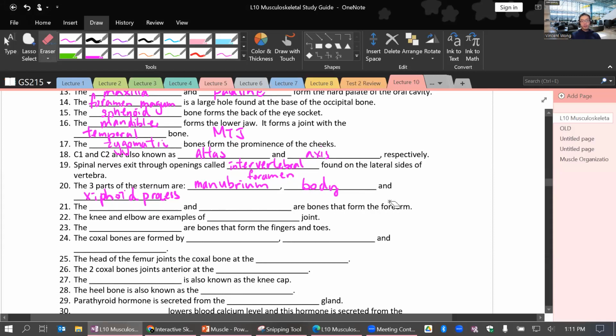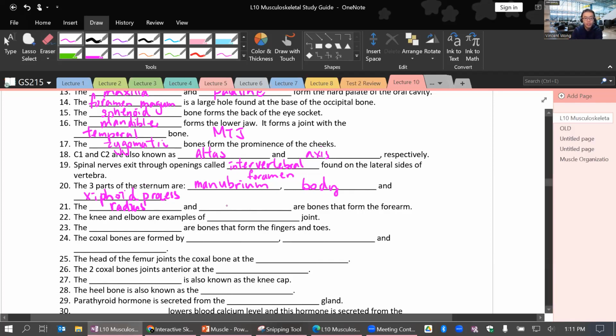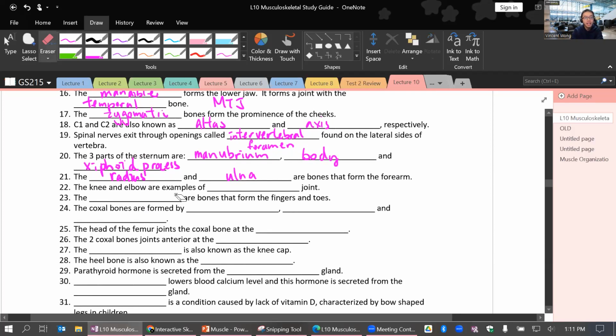Bones of the forearm, we have the radius. That's the one on the outside. If you stand in anatomical position, palms facing forward, the one that's outside, that's the radius. The one that's on the inside, that's the ulna. That's like the chicken wings, right? Analogous part to the chicken wings in terms of anatomy. The knee and elbow are examples of hinge joint. We mentioned that earlier already.